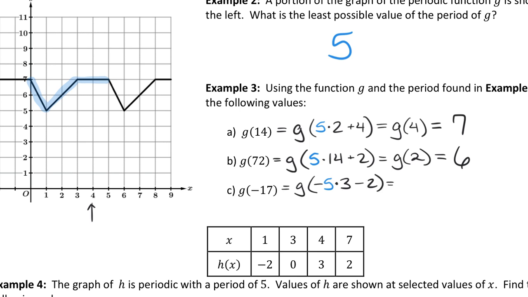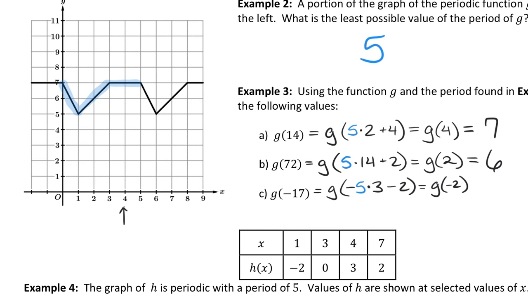Okay, so that means since any repeat of 5 gives you the same shape, this is going to be the same as g of negative 2. Based on what you can see on the graph, can you read g of negative 2? What is g of negative 2? 7.